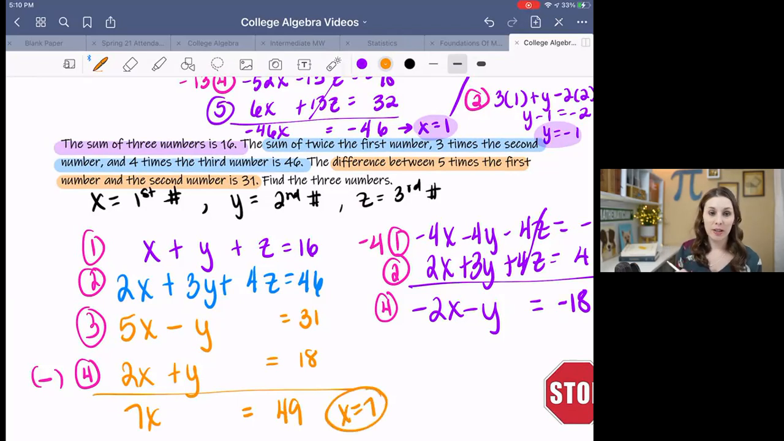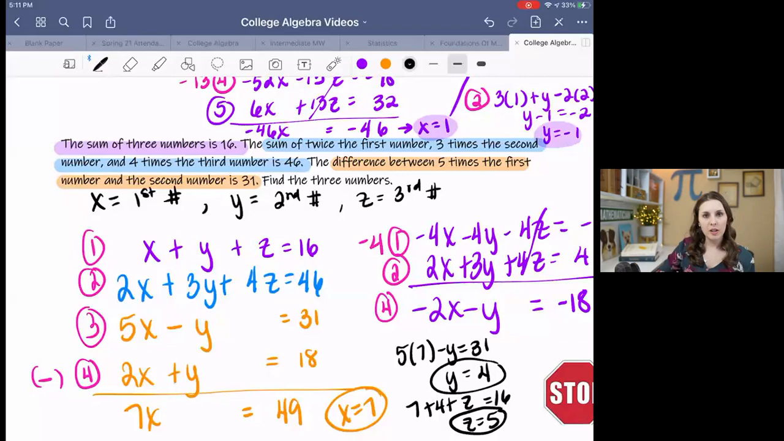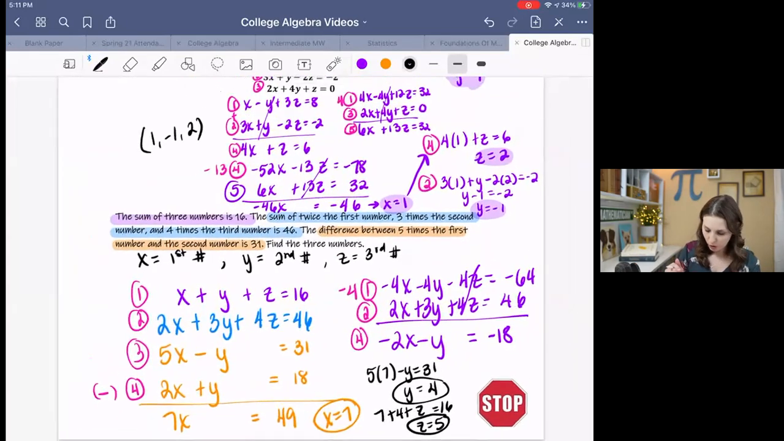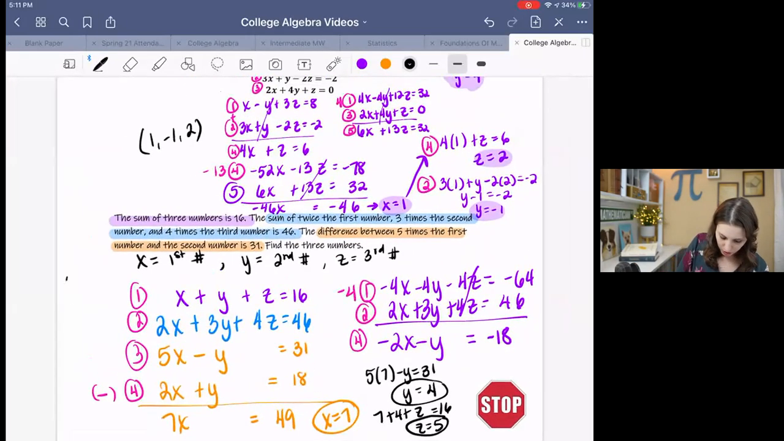And now we can back substitute and find y and find z. So go ahead and pause it and do that. You should find once you solve for the other variables that y is 4 and z is 5. When you plug those into every single equation, they come out to be true statements. Therefore, our solution is 7, 4, 5. So our first number is 7, our second number is 4, and our third number is 5.